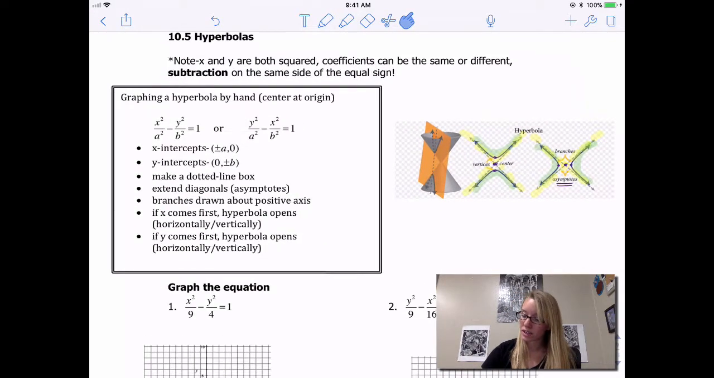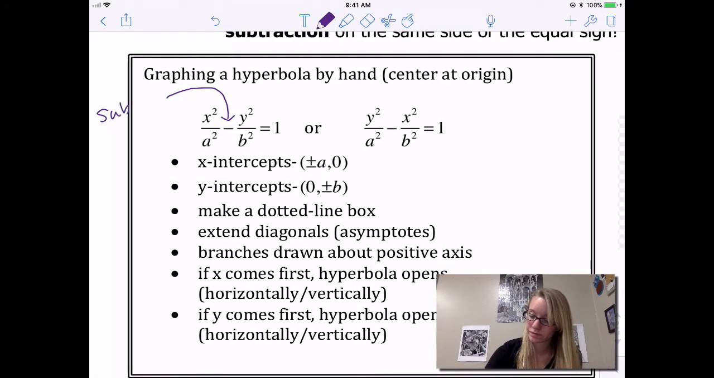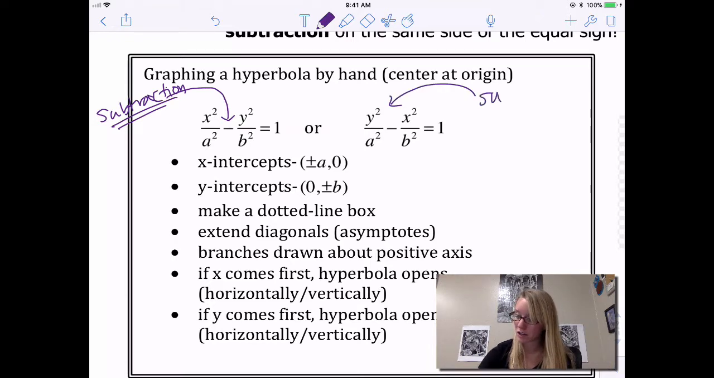Okay, so if we go over here, graphing a hyperbola: we already saw what the shape was. The big difference for hyperbolas is that we have a subtraction sign here. On all of our other conics, we had addition signs. Circles was x squared plus y squared equals r squared. Ellipses, we had x squared and y squared with a plus in the middle. Hyperbolas, again, are always going to be subtraction. Notice that I can either have x squared first or y squared first. It doesn't matter, but I do have to have that subtraction.